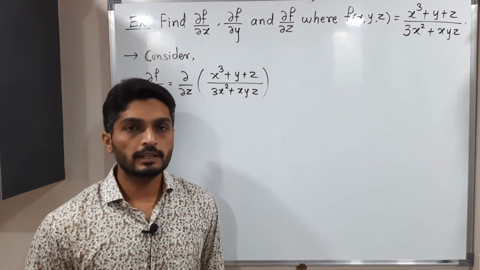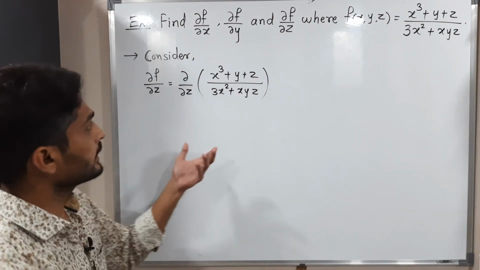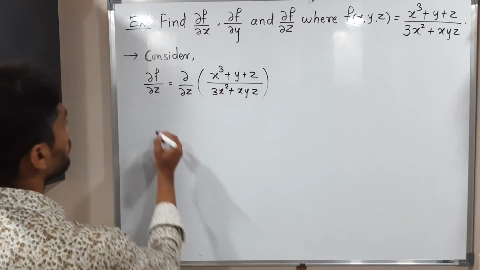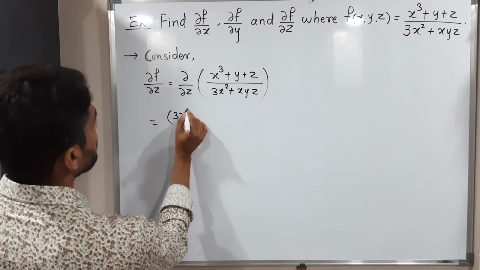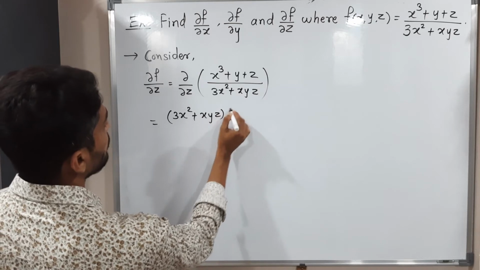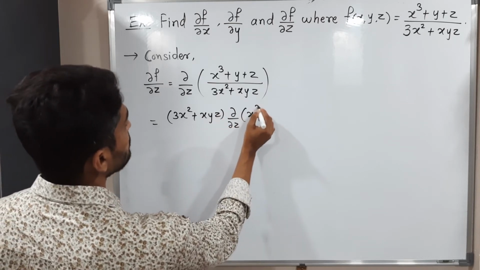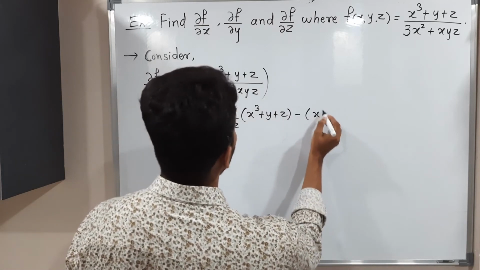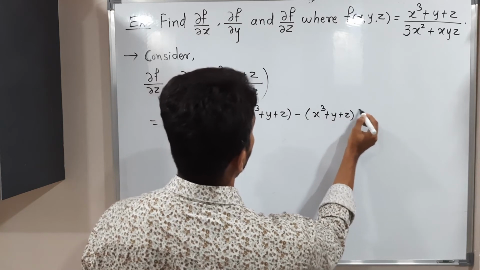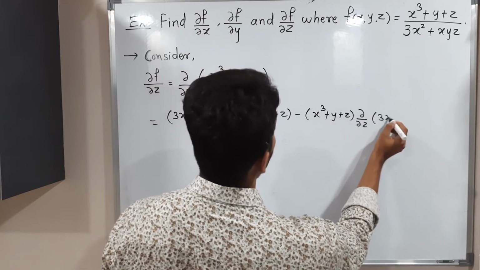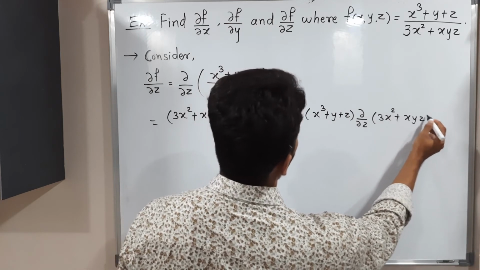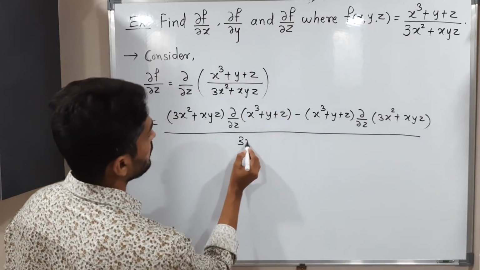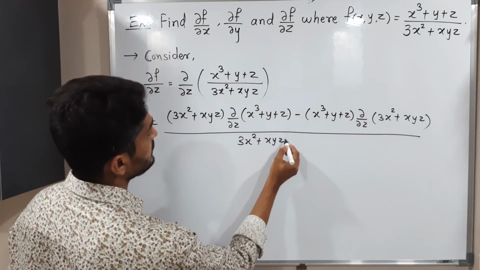Okay. Let us find the derivative with respect to z. So again, in the numerator we have a z, in the denominator also we have z. So I will apply the u upon v formula, same formula. Getting? So denominator into derivative of numerator minus numerator into derivative of denominator, whole divided by (3x square plus xyz) bracket square.